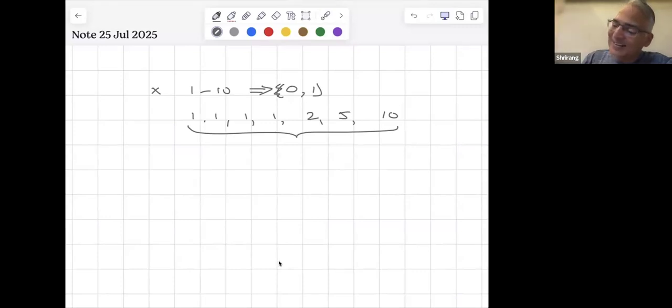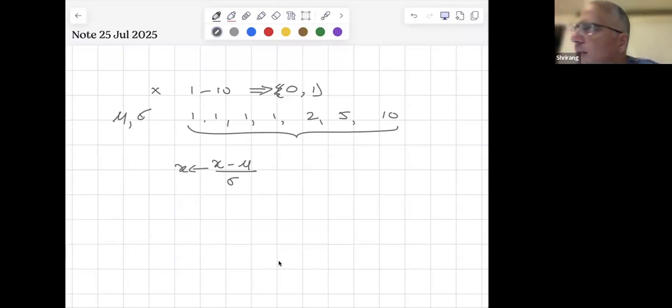But the main idea is that we need to calculate the mean and the standard deviation for this set of data. For each one of these, I'll say x minus mu upon sigma. So x gets mapped to x minus mu upon sigma. That's the technically correct way, and that's what the standard scaler does as well.